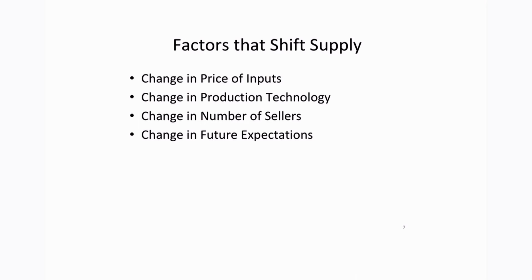With technological advancements, the cost of production falls, so the firm can produce more at the same price. Next, a change in the number of sellers. With more sellers, at each price point, there is a greater quantity supplied. And lastly, a change in future expectations, specifically, future expectations of input prices and the price of a good.